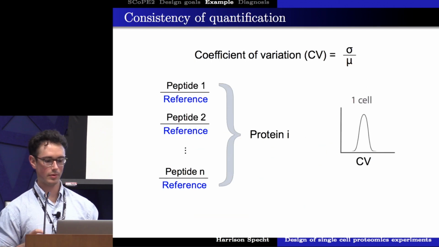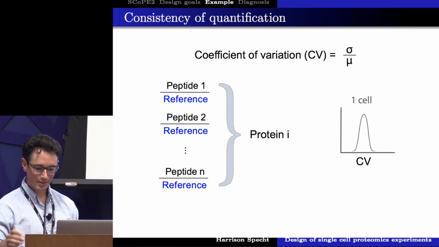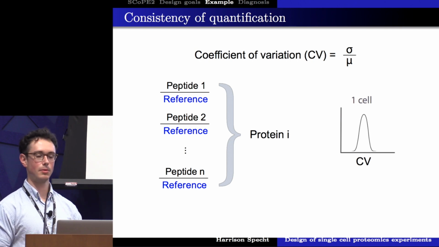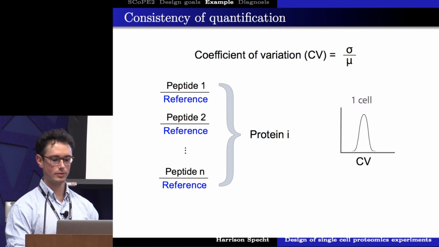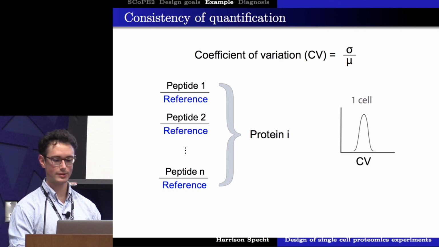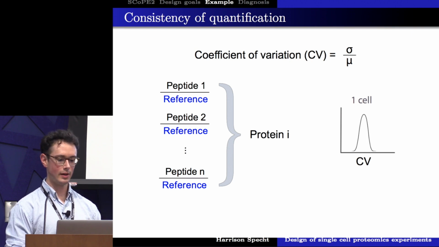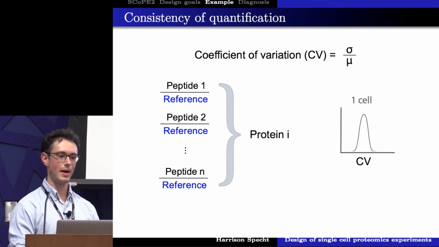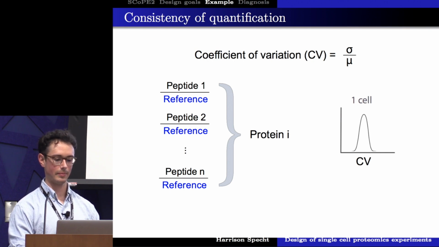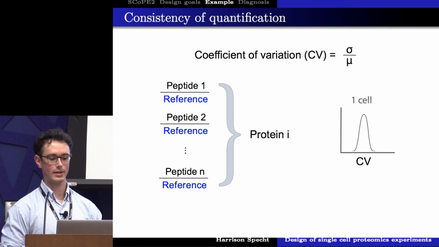So another type of internal verification is looking at the consistency of quantification of the proteins. For that, we're going to use the coefficient of variation, which is the standard deviation divided by the mean of the relative levels of each peptide belonging to each protein. A nice consequence of doing bottom-up proteomics is that you'll often get more than one peptide mapping uniquely back to an individual protein. So for protein i here, maybe we have n different peptides that uniquely map back to it. From those n different peptides, we would expect similar relative quantification.